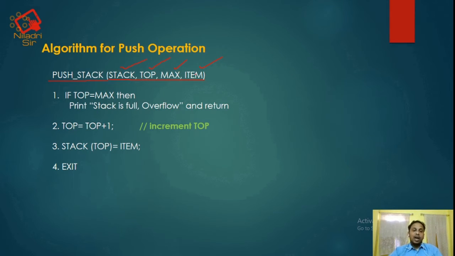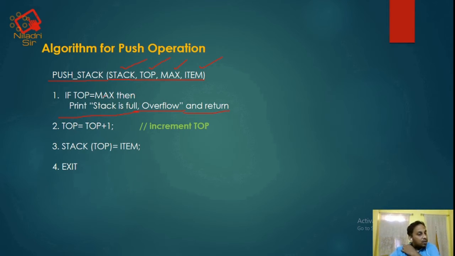Item is the element you want to store. If top equals max, then as we know we cannot insert any element, so there is a print statement that the stack is full. Stack is full means that is the overflow condition, and we have returned.